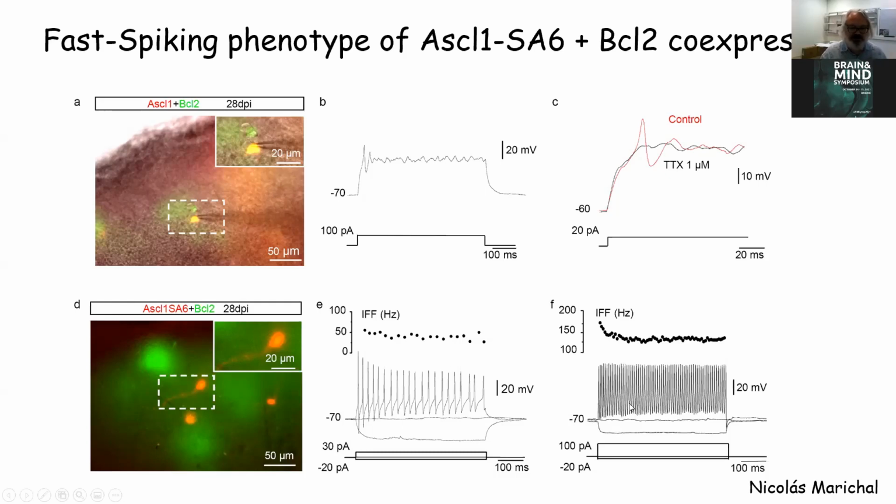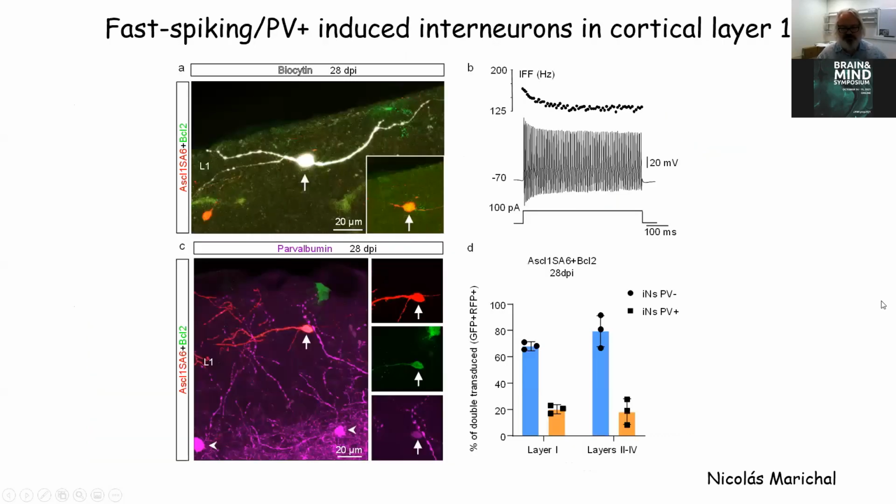But this seems to suggest that expressing this particular variant of ACIL1 in the context of a BCL2 overexpression at least activates some expression modules that are required to induce an electrophysiological identity of a fast-spiking interneuron. Now, interestingly, we find that some of these cells are also present in layer 1. And this is interesting because normally these neurons are not found in layer 1.